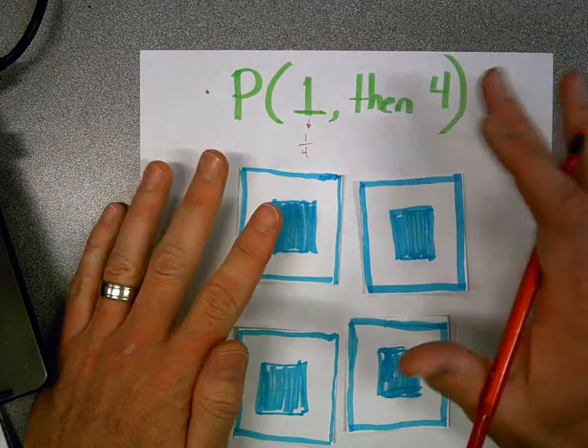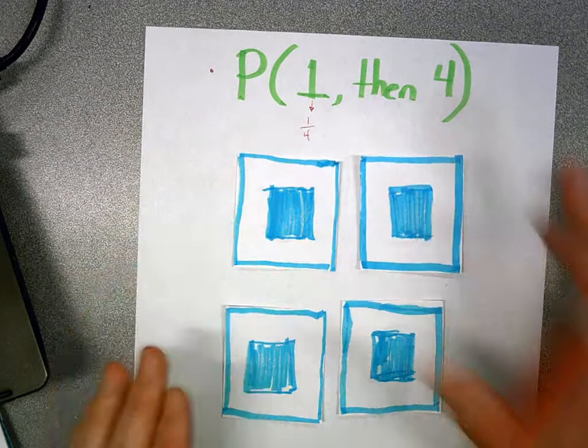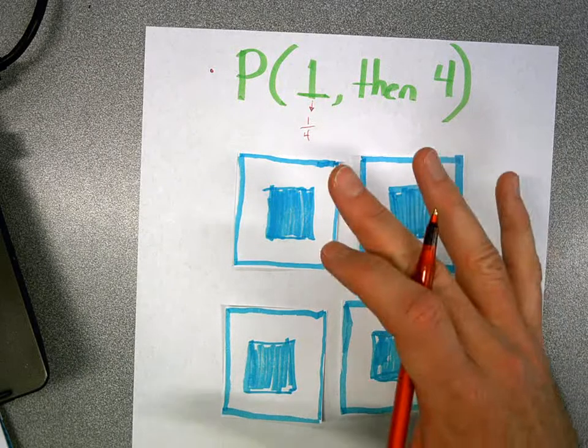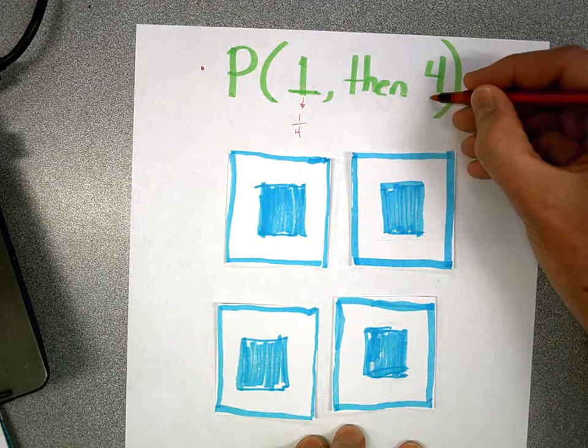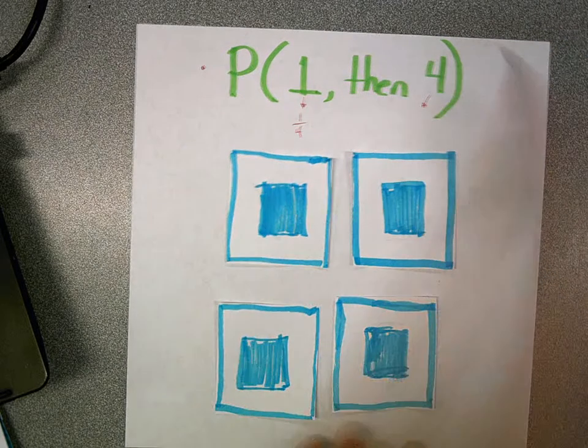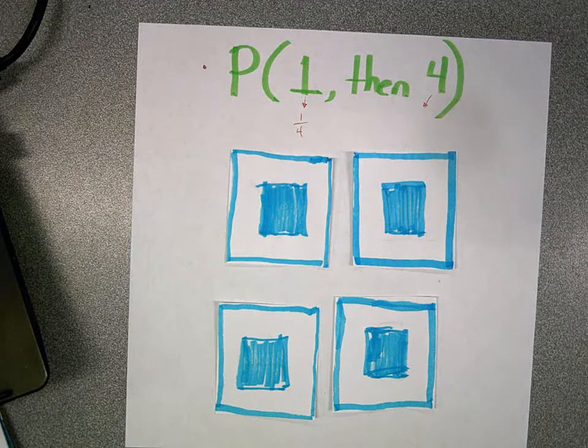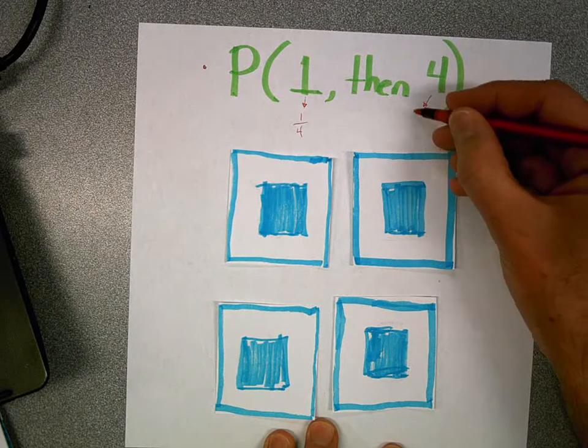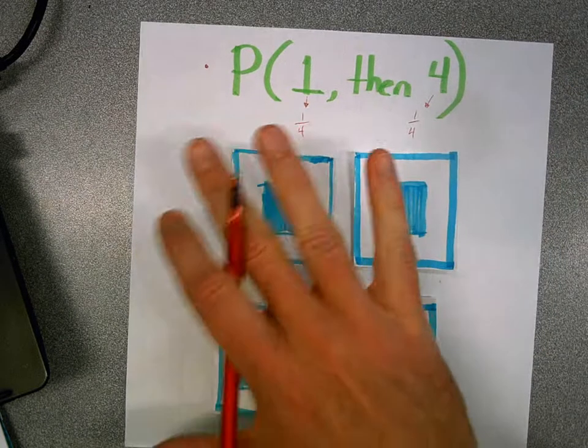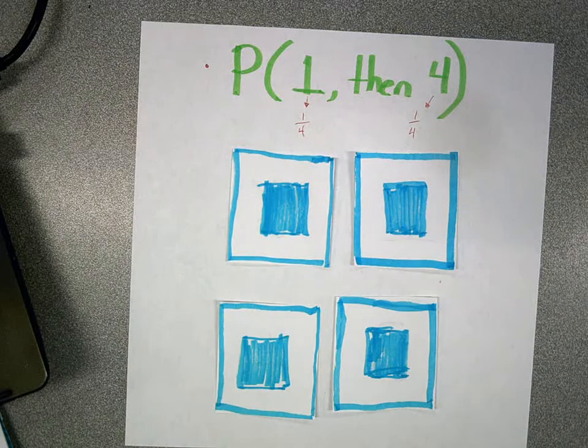Now, I flip it back over, and now I'm going to try to choose a 4, okay? What's our probability of choosing a 4? Yeah, it's the same. It's not a trick question. There's a 4 on one of the cards out of a total of 4 cards. 1 out of 4.